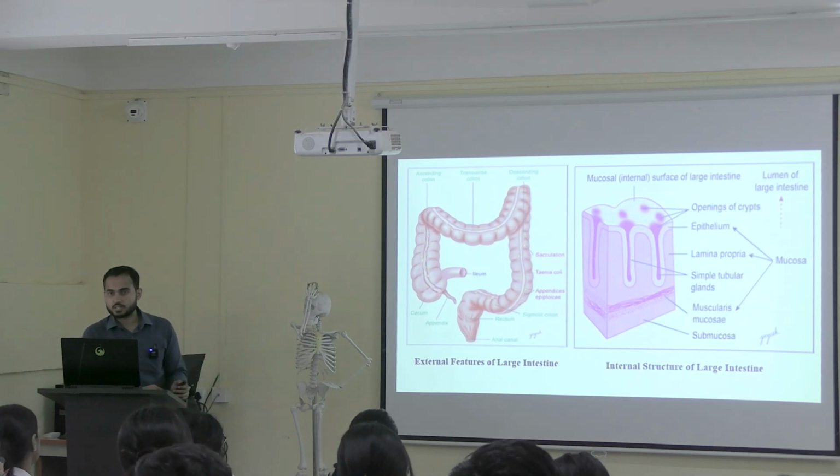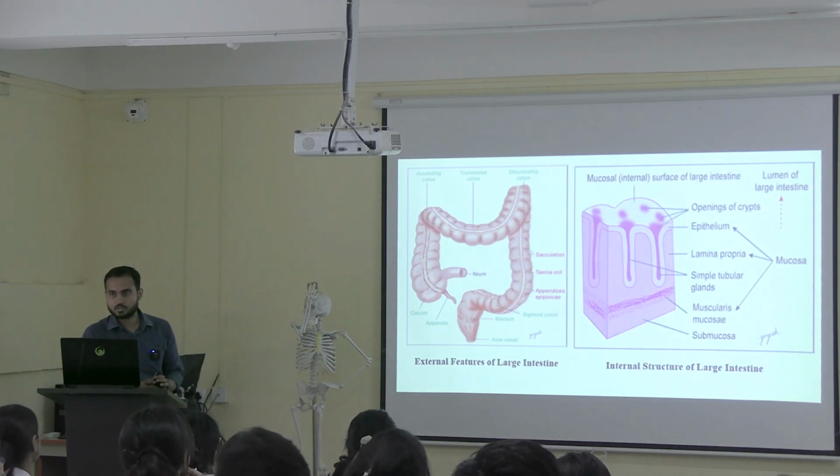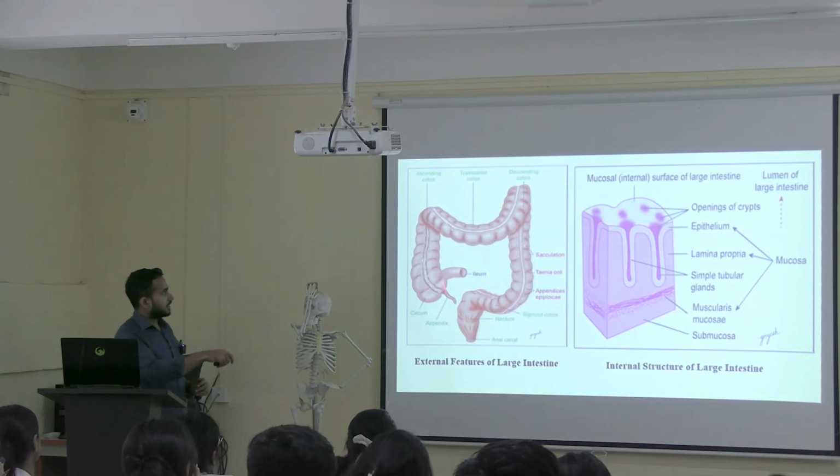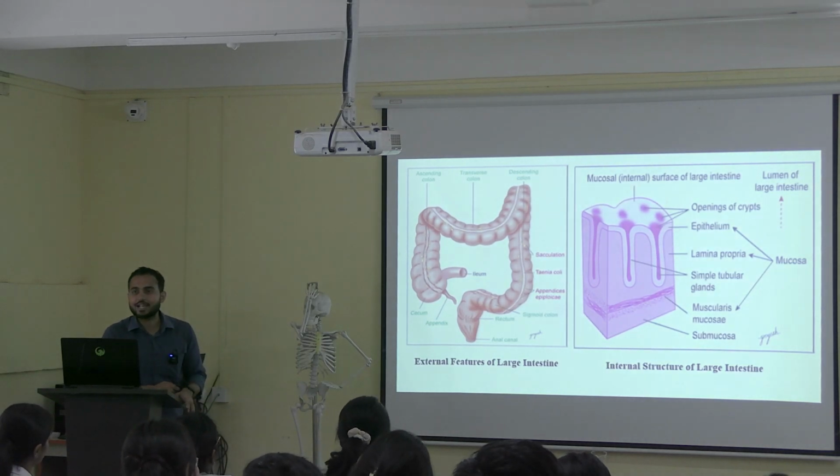Next, have you seen the appendix? Appendix you have studied? Okay. So today we will be studying about the microscopic structure of appendix also. So this is the external features. Now this is about the internal structure. Now if you see the internal structure of large intestine, what do you think what you will see? Those four basic layers will be present. That is compulsory, वो रहेगा.